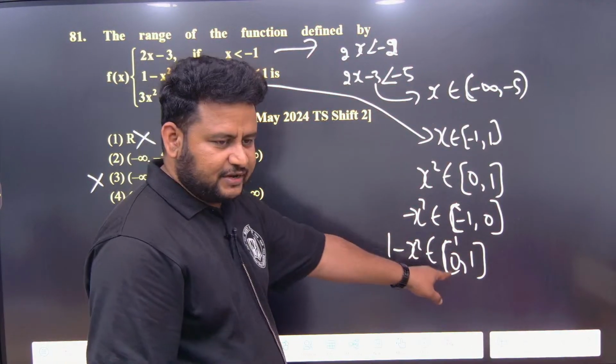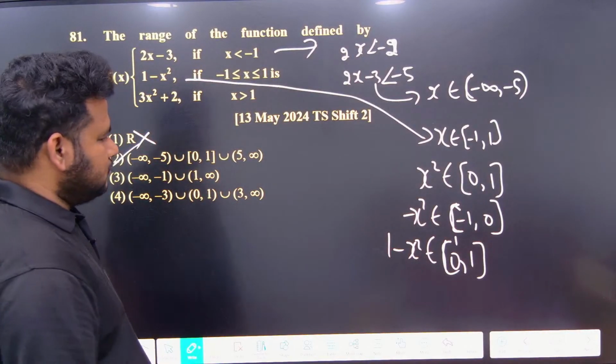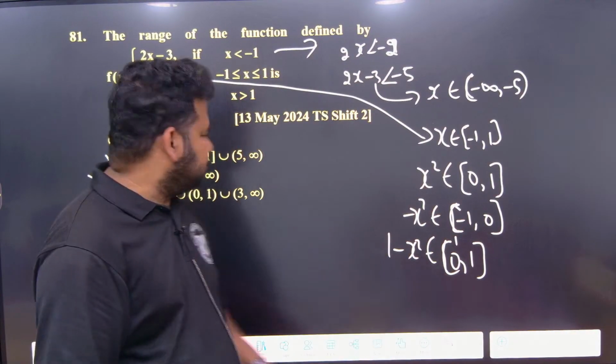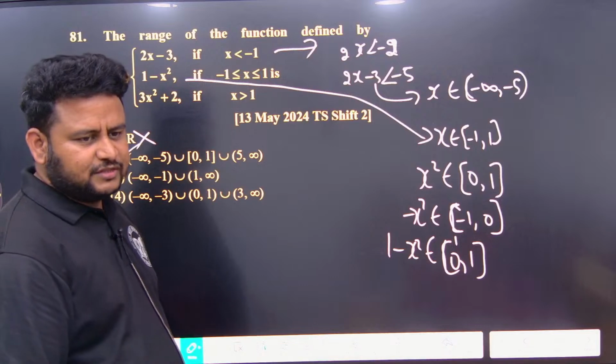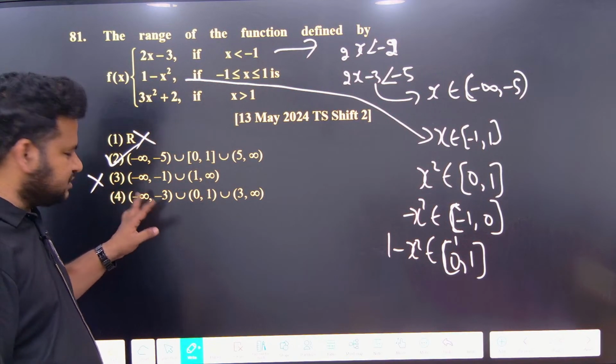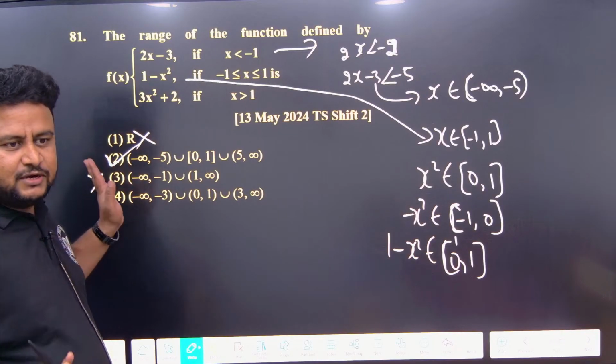Once you get 0, 1 here, you have to do union, so you will go with this option. 0, 1 with a close bracket. You got this option or this option, it's okay. But you should not go with the first option or the third option. That is my only concern.